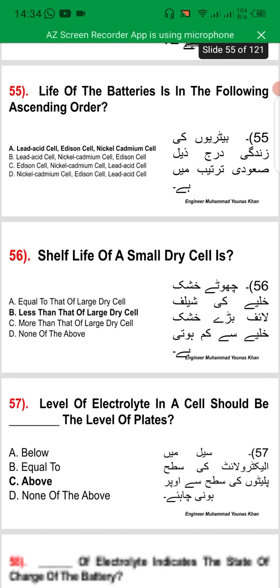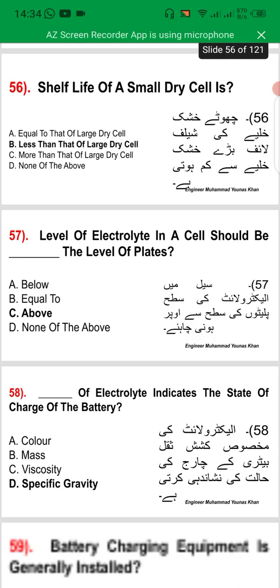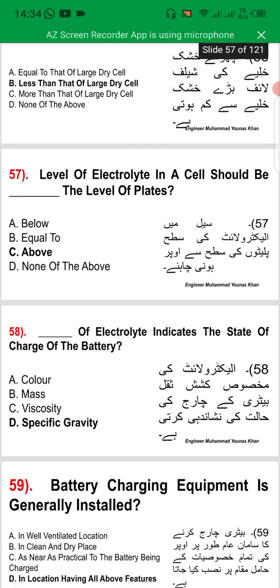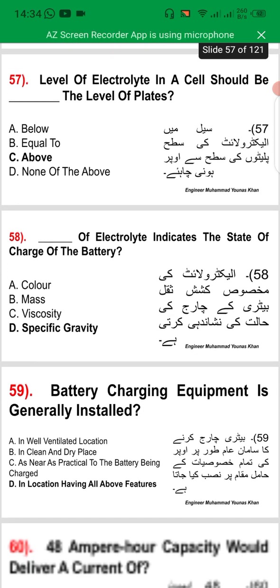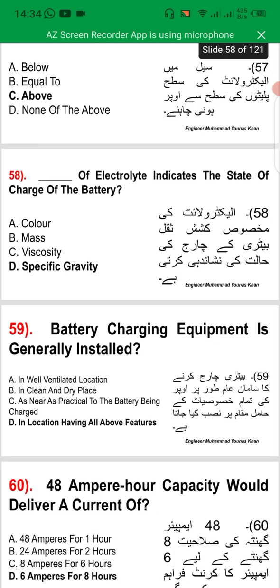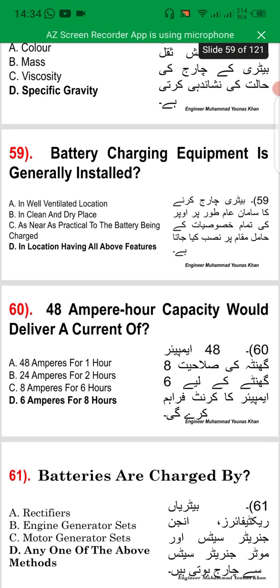Life of a battery is, in ascending order: lead acid, Edison cell, nickel cadmium cell. Shelf life of a small dry cell is less than that of a large dry cell. Level of electrolyte in a cell should be above the level of plates. Specific gravity of electrolyte indicates the state of charge of the battery.